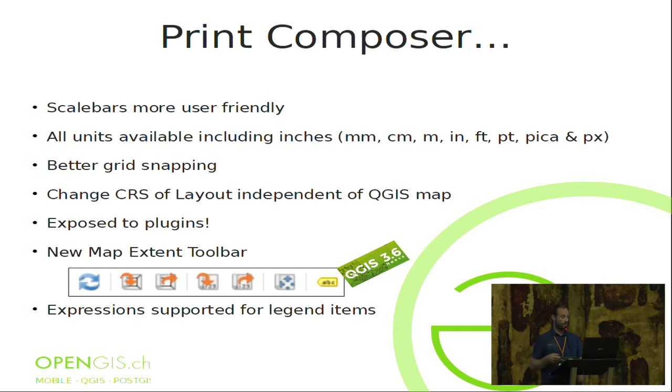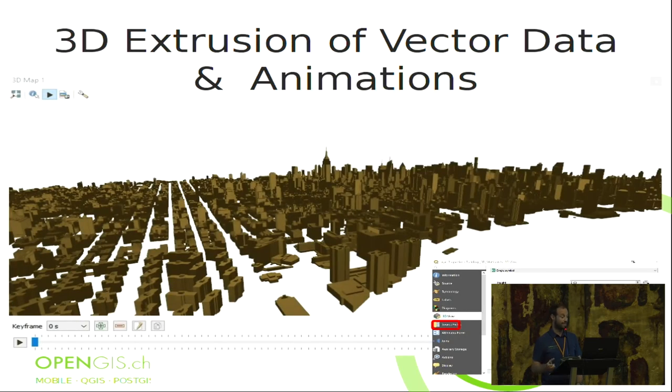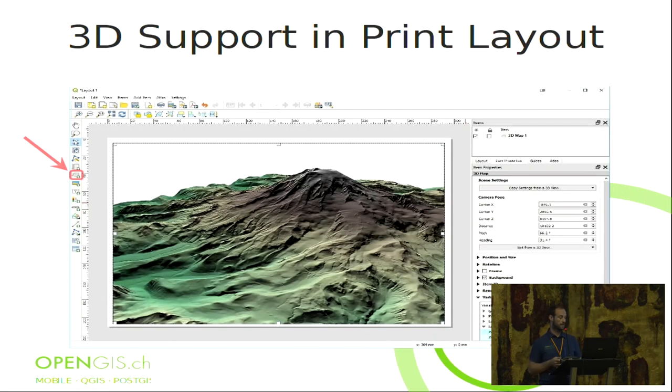So pretty powerful there. Scale bars, all units have been introduced. Plenty of new things here. 3D, extrusion of vector data and animations. 3D has gotten a high priority in 3.0, so it's a super nice new functionality that we have, and it's a first-class citizen now. As I mentioned before, you can have a new map that has a 3D content. We can print 3D.